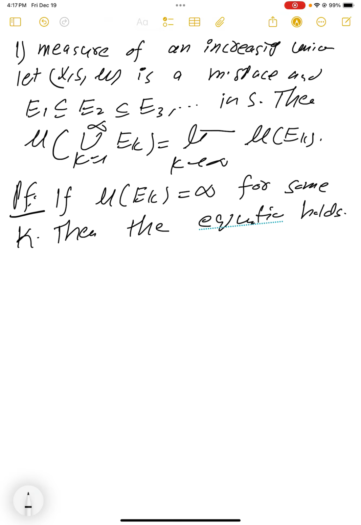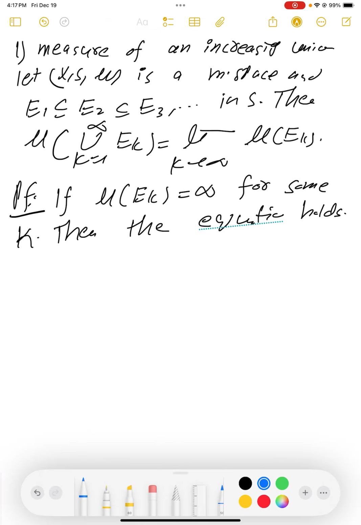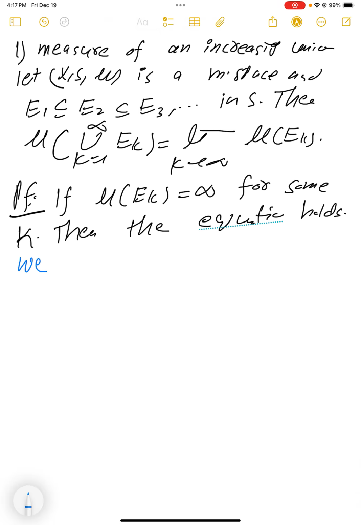So we assume the measure of E_k is finite for all k. Now whenever we wanna use this measure definition to prove something, the first thing that comes to mind is that we are always gonna come up with disjoint sets, then we can use the second property. So to do that, what can we do?